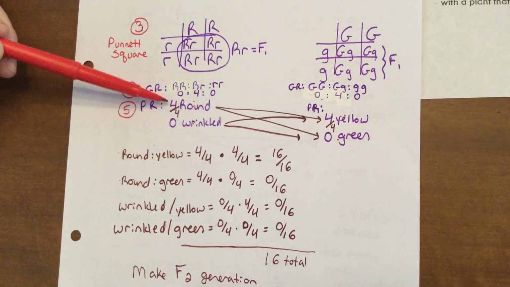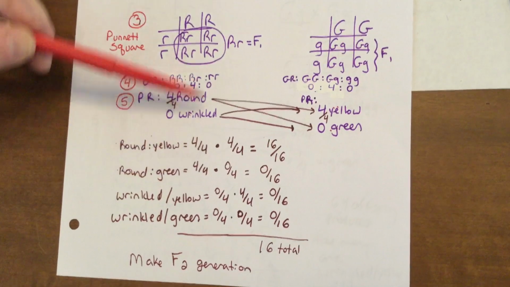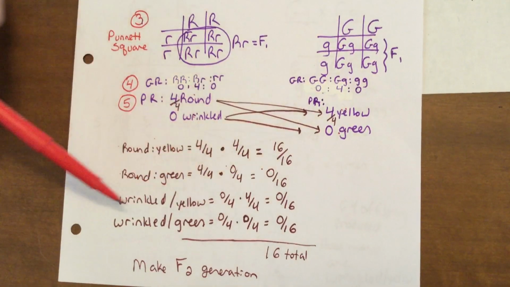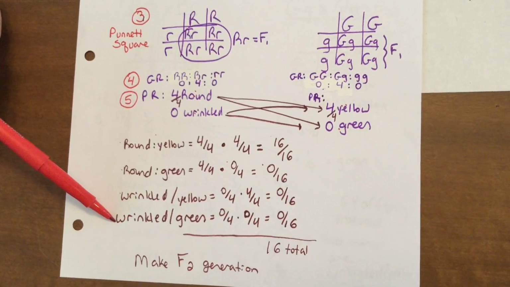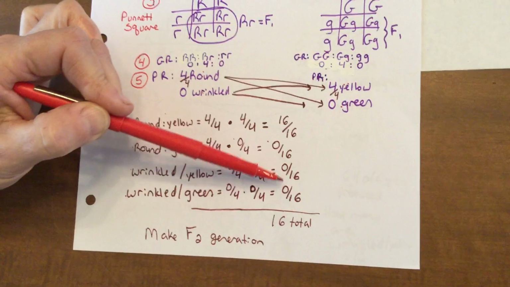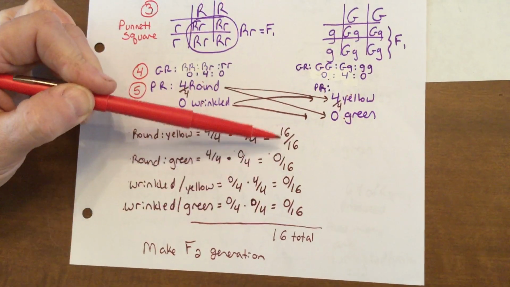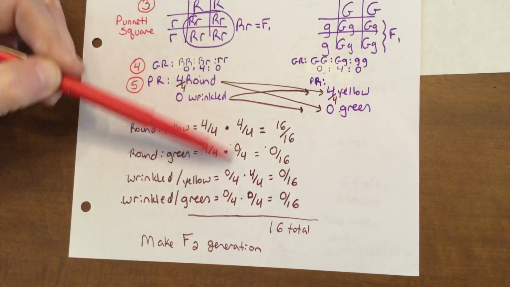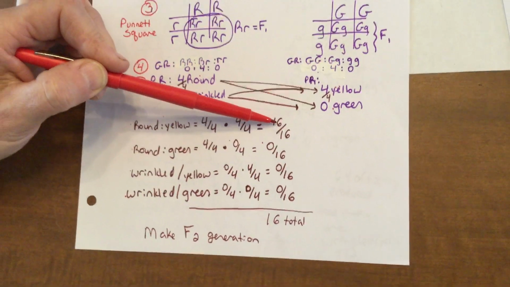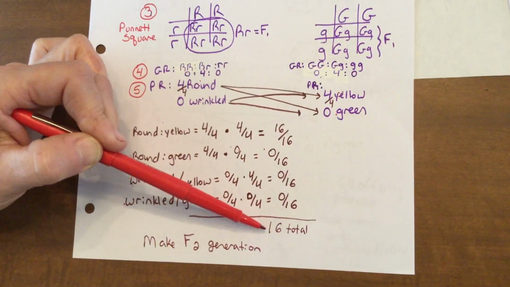How many are round? Still 4 out of 4. How many are green? I don't have any. So anything times 0 is going to give me 0. And that's the case for the rest of them as well if you guys look at them. I always add them up. Make sure that my numbers here equal 16. Because if I get an 18 or a 20, maybe I multiplied wrong somewhere along the line. This particular cross will give you a probability of 16 total offspring.